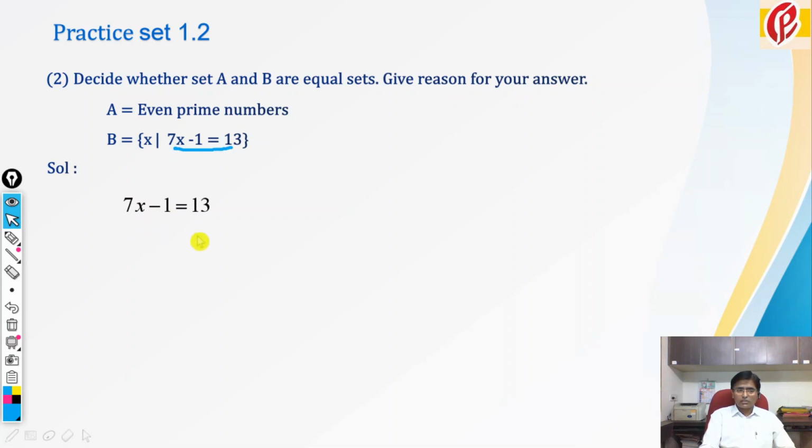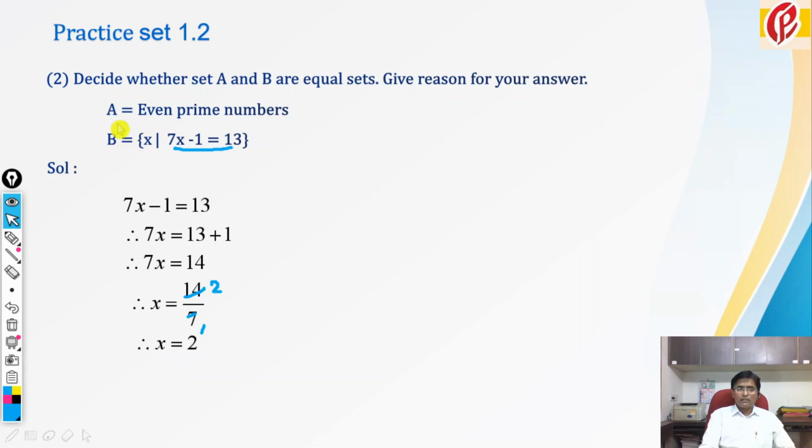Next step, 7x is equal to 13 plus 1, shifting the minus 1 to the right side. So 7x is equal to 13 plus 1. Therefore 7x is equal to 14 and therefore x is equal to 14 divided by 7. This 7 is multiplied, here it is divided. So 14 divided by 7, 7 ones are 7 and 7 twos are 14. So x is equal to what? x is equal to 2. So this x is equal to 2 is the element of B.